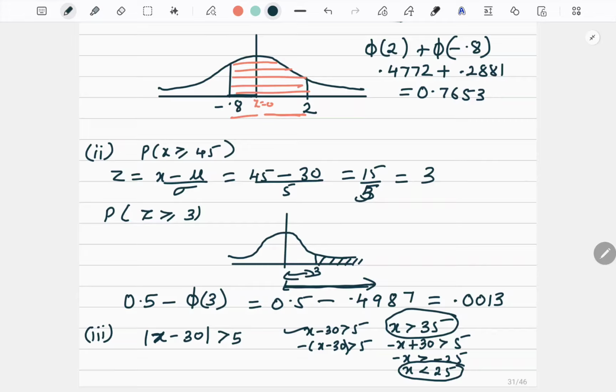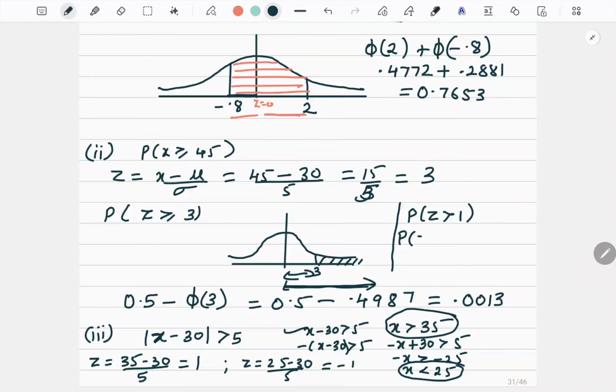Now if I do the conversion, what is z for 35? So z is equal to x minus mu upon sigma. So this is 1. Same way for 25, how much is it? z is equal to 25 minus 30 upon 5, which is equal to minus 1. So I need to find out the probability, I'll do it here because less space is there. Probability for z is greater than 1, and probability for z is less than -1.